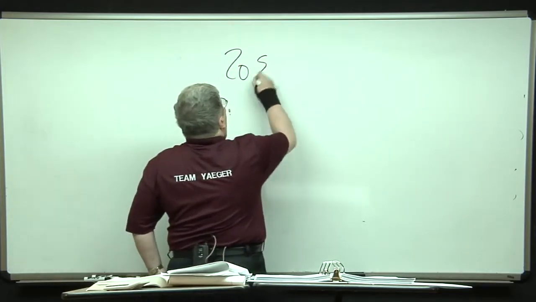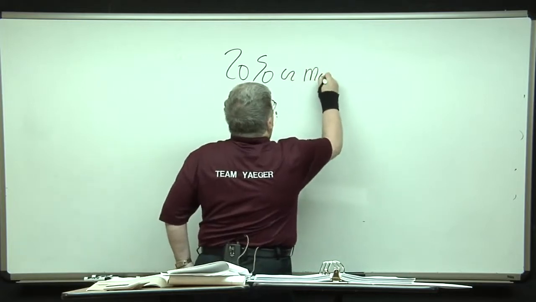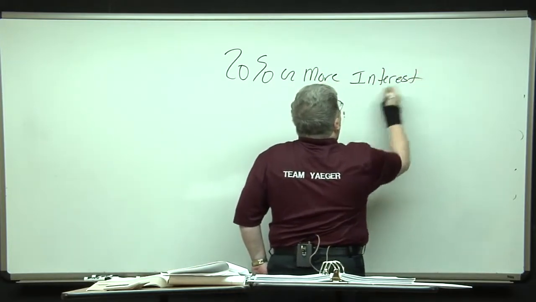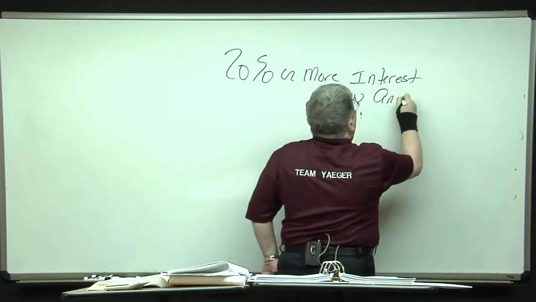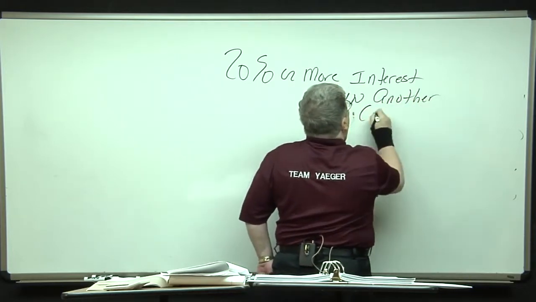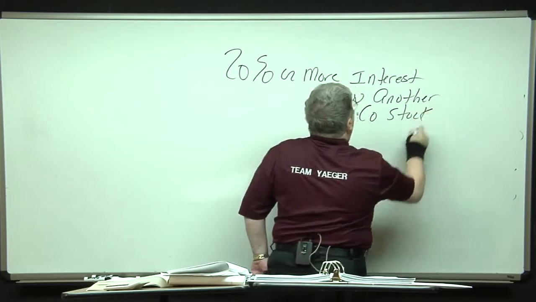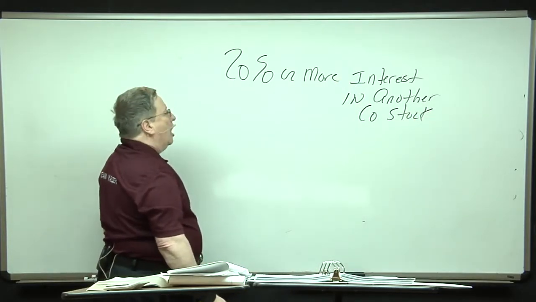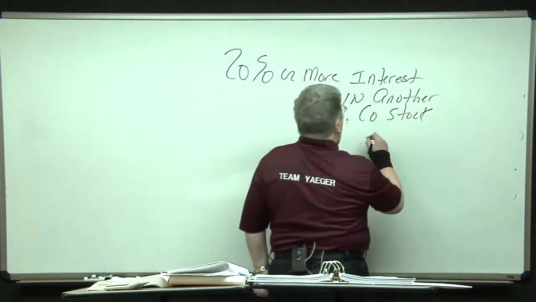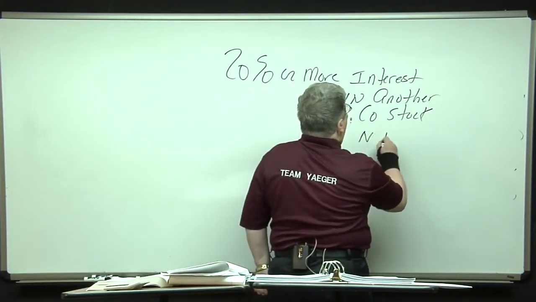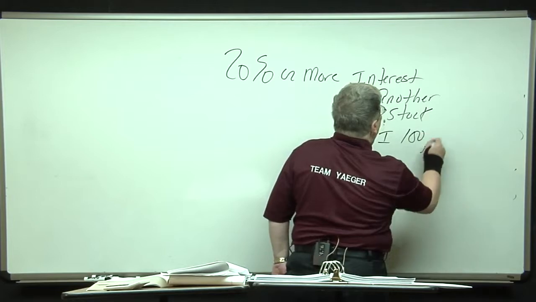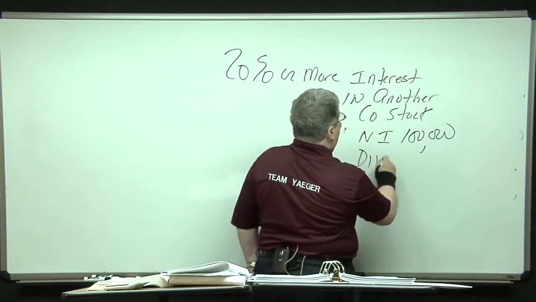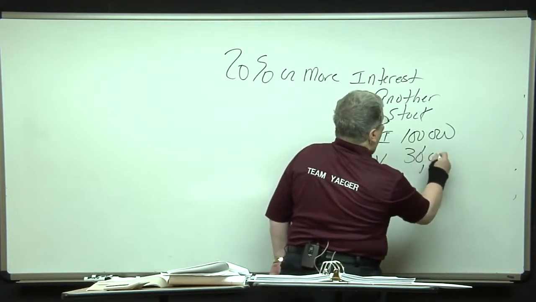If I own 20% or more interest in another company's stock, I have to record the investment under the equity method. So, let's assume the company I invested in has net income of $100,000, and also they pay dividends of $30,000.